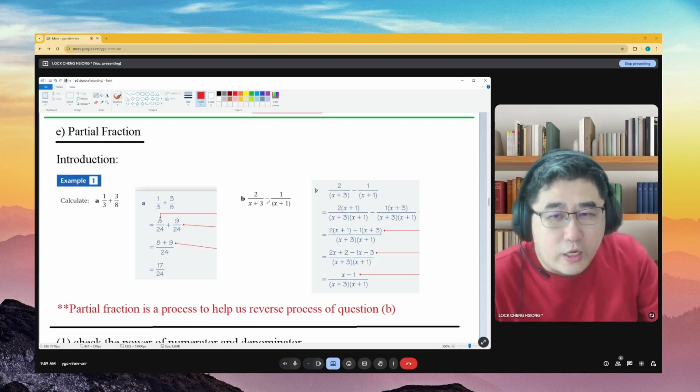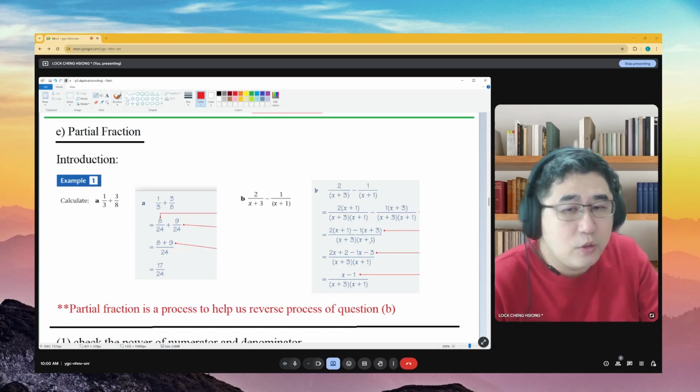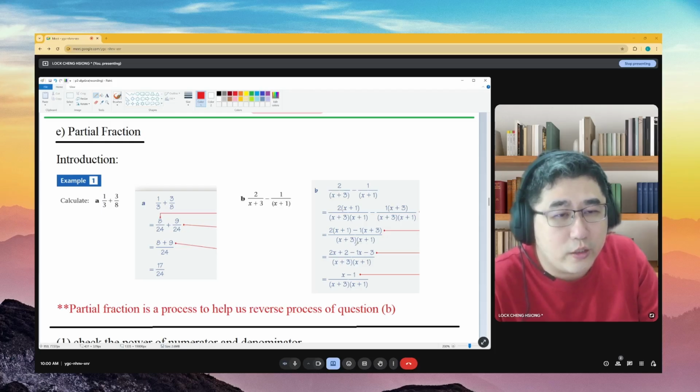So what if we have unknowns, alphabets? I have 2 over x plus 3 minus 1 over x plus 1. Same thing, I make them the same denominator. The first fraction I multiply by x plus 1 over x plus 1. Then the second expression I multiply by x plus 3 over x plus 3. And I open up the bracket for the top part, so I have 2x plus 2 minus x minus 3. Make sure that you do not make any algebra mistakes. A lot of students make algebra mistakes over here.